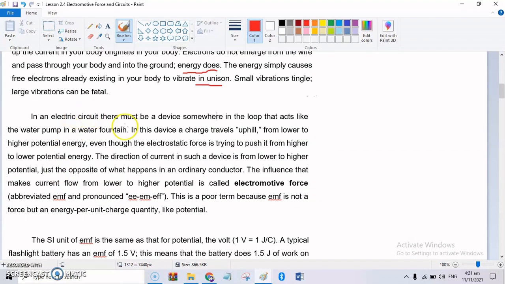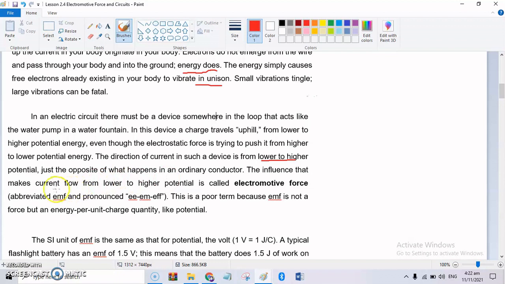In an electric circuit, there must be a device somewhere in the loop that acts as the water pump in a water fountain. In this device, a charge travels uphill from lower to higher potential energy, even though the electrostatic force is trying to push it from higher to lower potential energy. The direction of current in such a device is from lower to higher potential, just the opposite of what happens in an ordinary conductor.